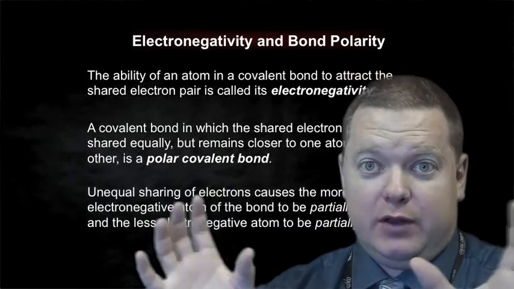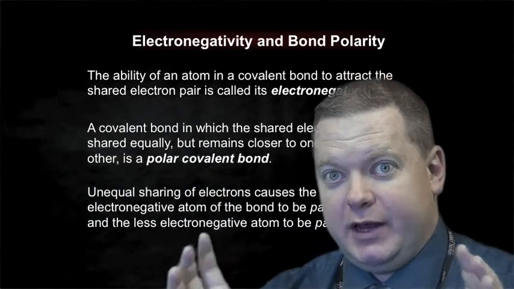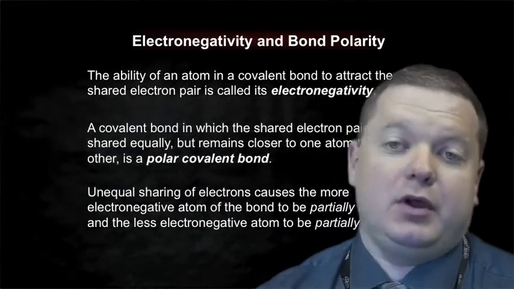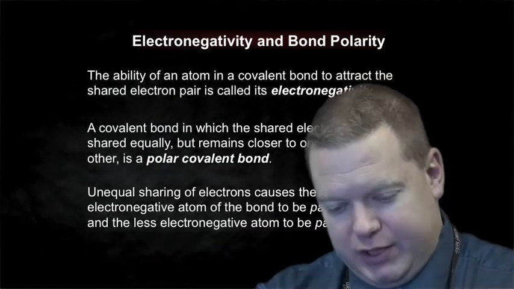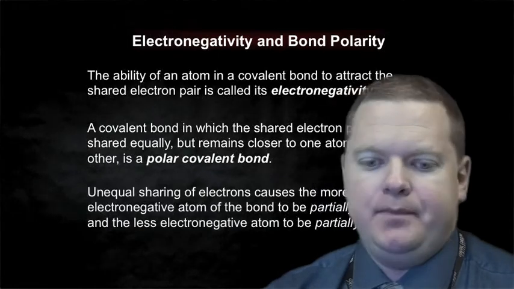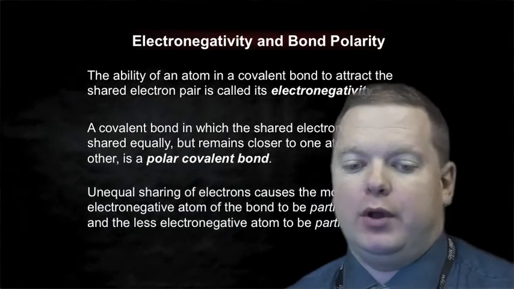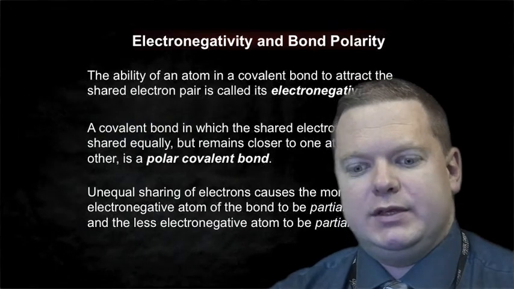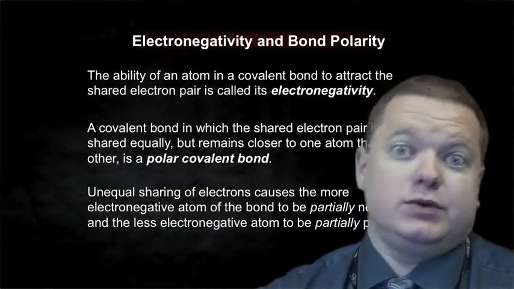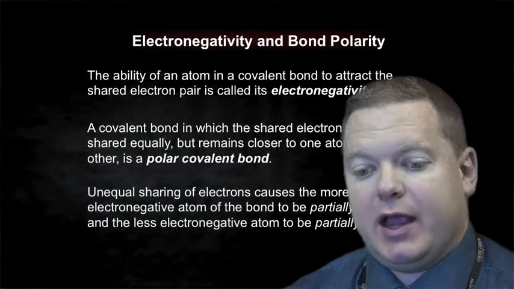If they're completely shared, there's no difference in electronegativity, they're sharing equally, that's what we call a pure covalent bond. If there is this unequal sharing where one is drawing them closer to it, that's what we call a polar covalent bond. Right? So the one that's drawing electrons to it is going to have more electrons, which are negatively charged, so we'd have a partial negative charge.